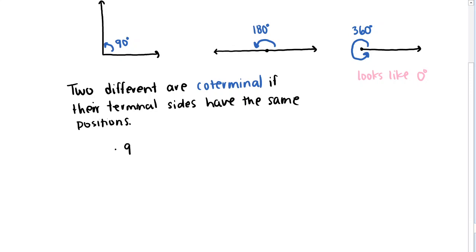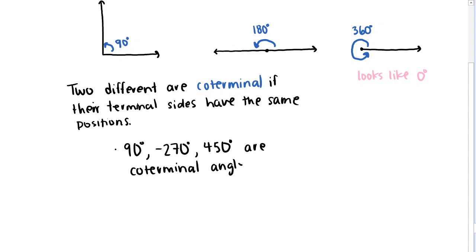Maybe just to give you another few examples of coterminal angles: 90 degrees, negative 270 degrees, and 450 degrees. These are all examples of coterminal angles. So maybe let's talk about these. We already have 90 degrees depicted. Let's take a look at what negative 270 degrees looks like.